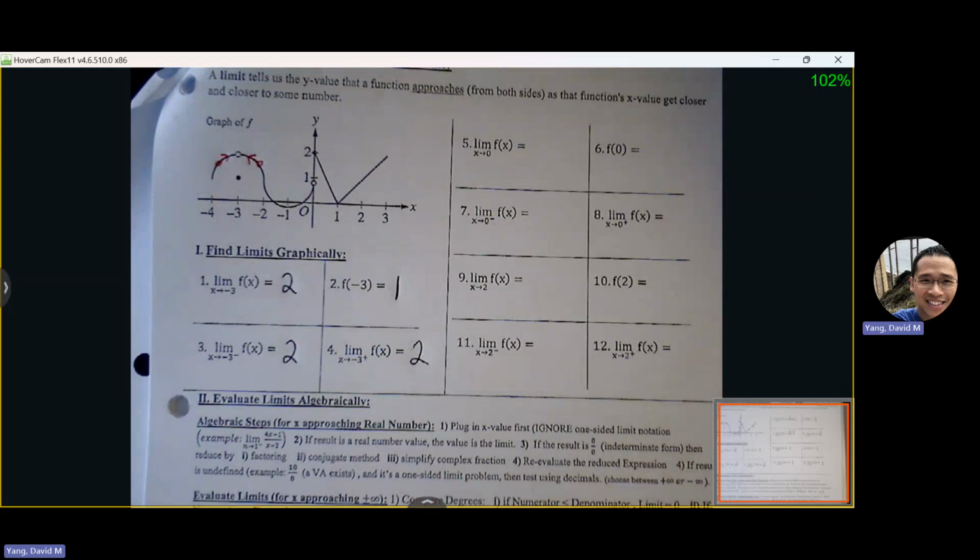All right, try 5 through 12. See if you can remember your process there. We can check our answers. And again, I have your key attached at the end of your packet.